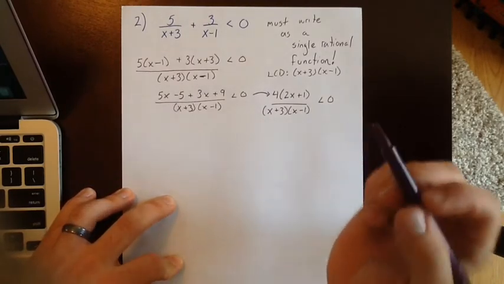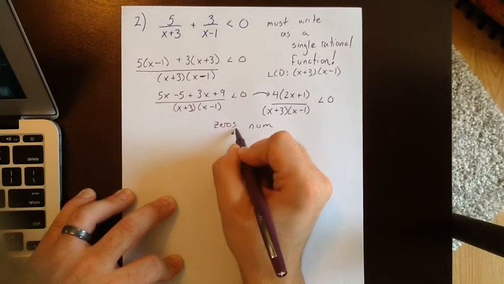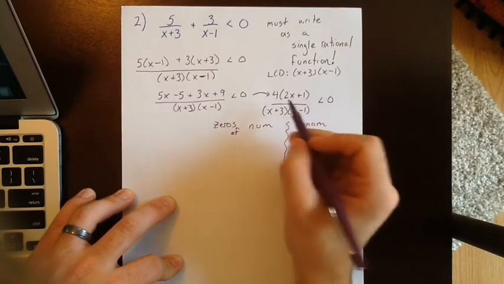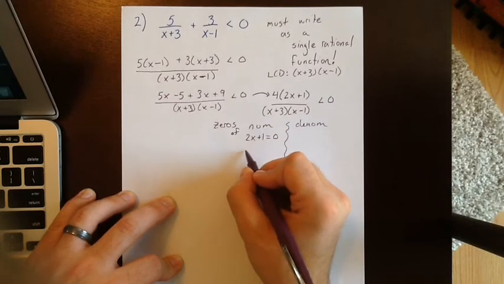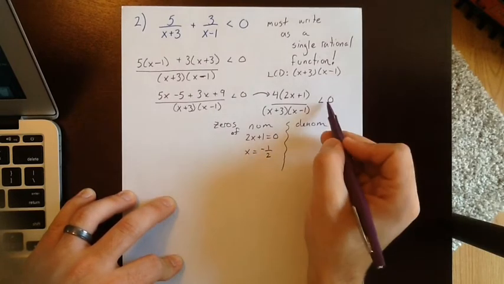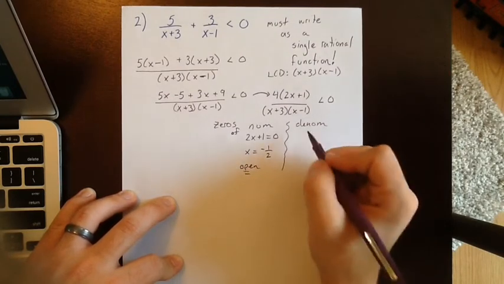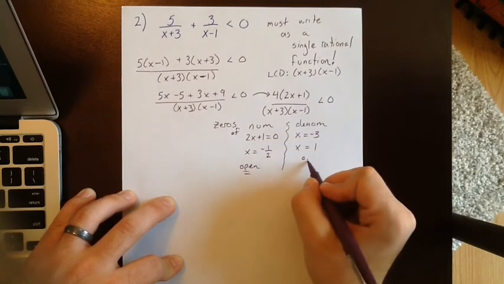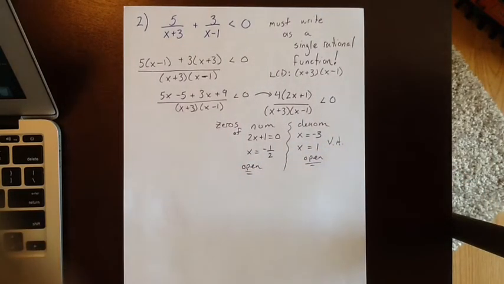Now looking at the zeros of the numerator and denominator. The zero of the numerator would be -1/2, and examining our inequality, this would be open. For our denominator, we'd have zeros of -3 and +1, open. So we have our three zeros, and we are ready for our interval test.